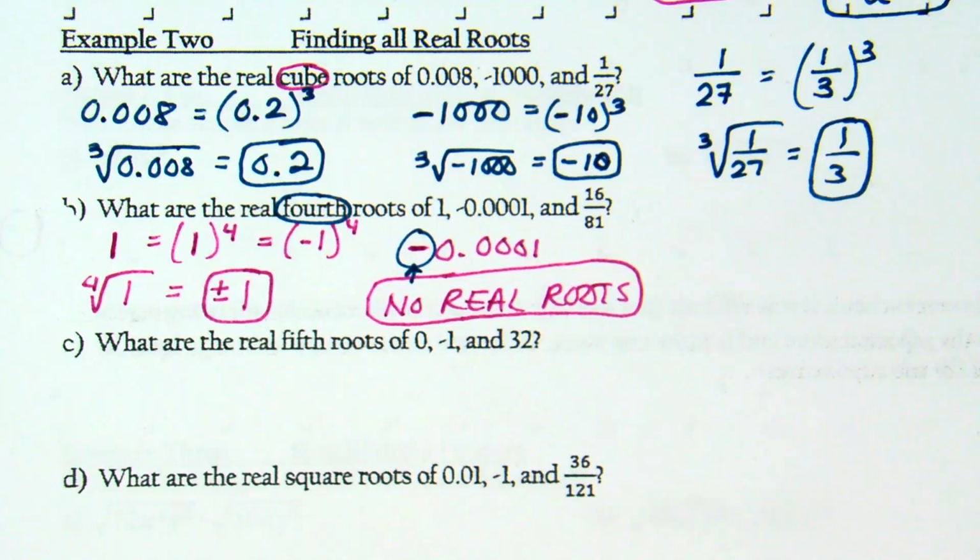Okay. So, FYI, if you come across a square root, a 4th root, a 6th root, an 8th root, any type of even root of a negative number, what is your answer? No real roots. Now, that doesn't mean there's not imaginary roots, but we're not going there, so don't stress. Okay? We're staying in the real world. We're going to get there.